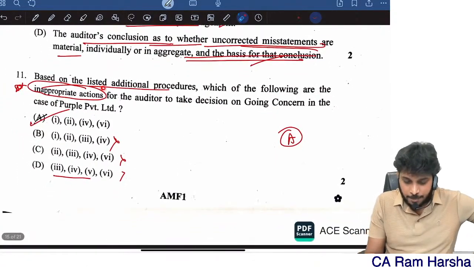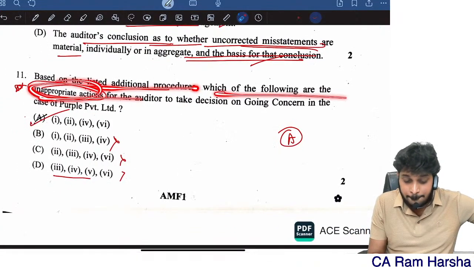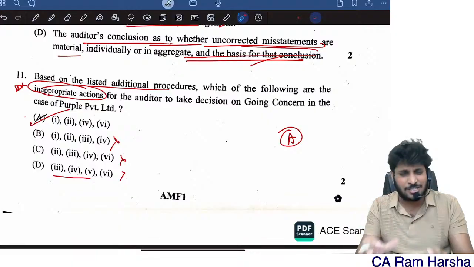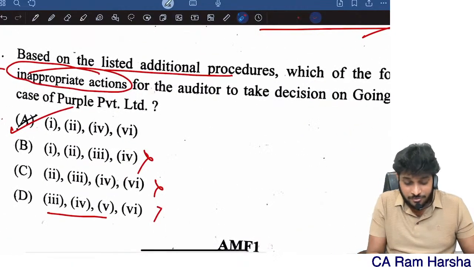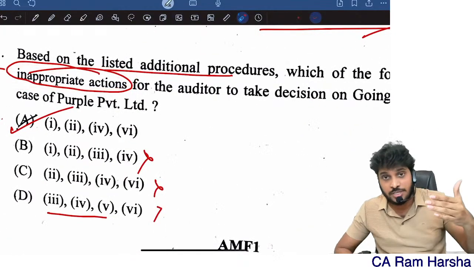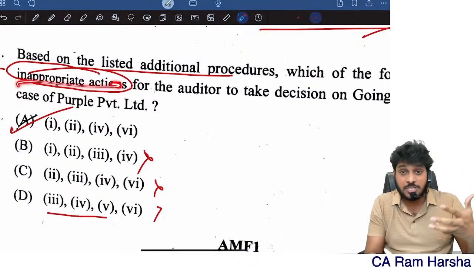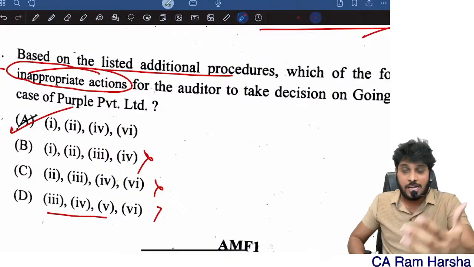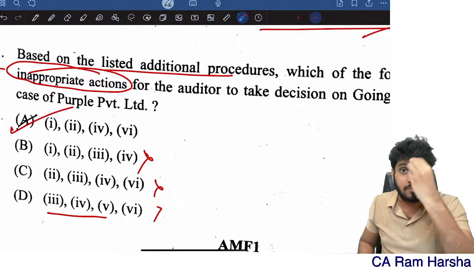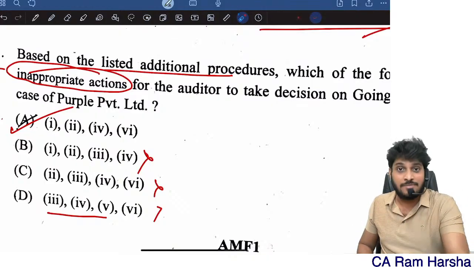Next. Based on the list, which of the following are inappropriate actions? See how fantastic the questions were. This is very tough. If you do not pay attention when reading the question, you will be thinking of something else, some question you're expecting, but here they're expecting something altogether different. Our PSU audit one question, their MCQ, is even more challenging. For me itself it is difficult.